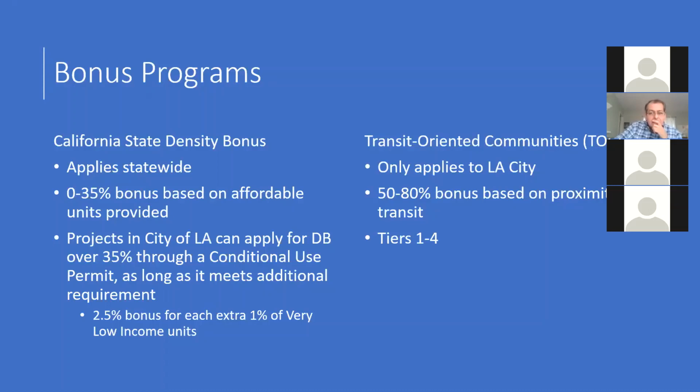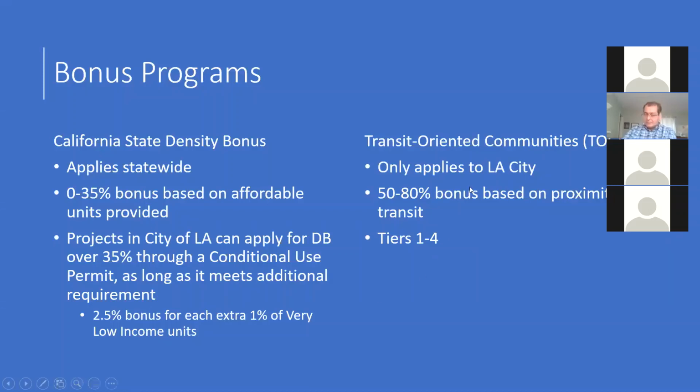And for that, I think you get a 1% or 2.5% bonus for every 1% extra of very low income that you provide. So I think the base for 35% at very low income is 11. So basically, if you provide 12%, then you're going to get the extra 2.5, which would bring you up to 37.5. And then that's obviously a sliding scale. But that's used a lot when you're pursuing a 100% affordable project or a supportive housing project.